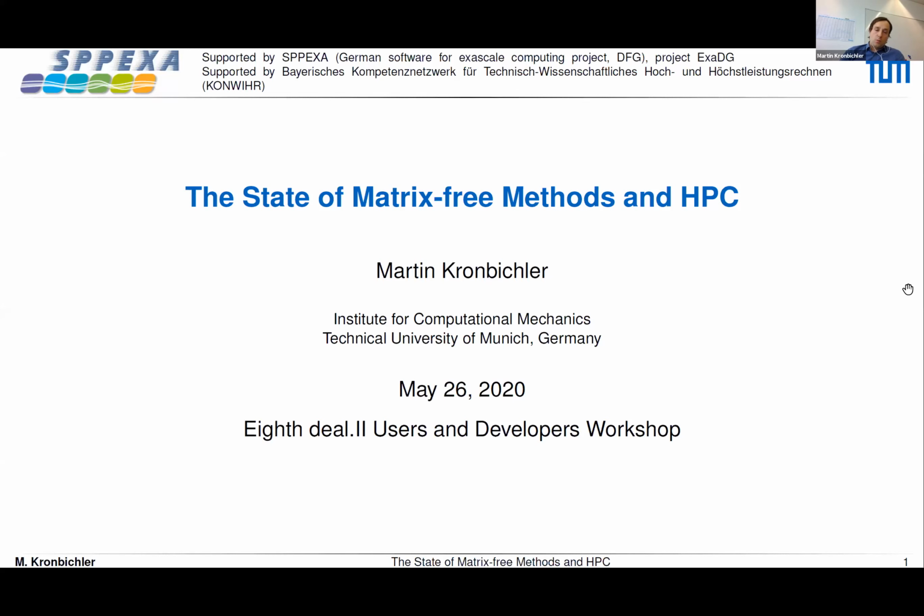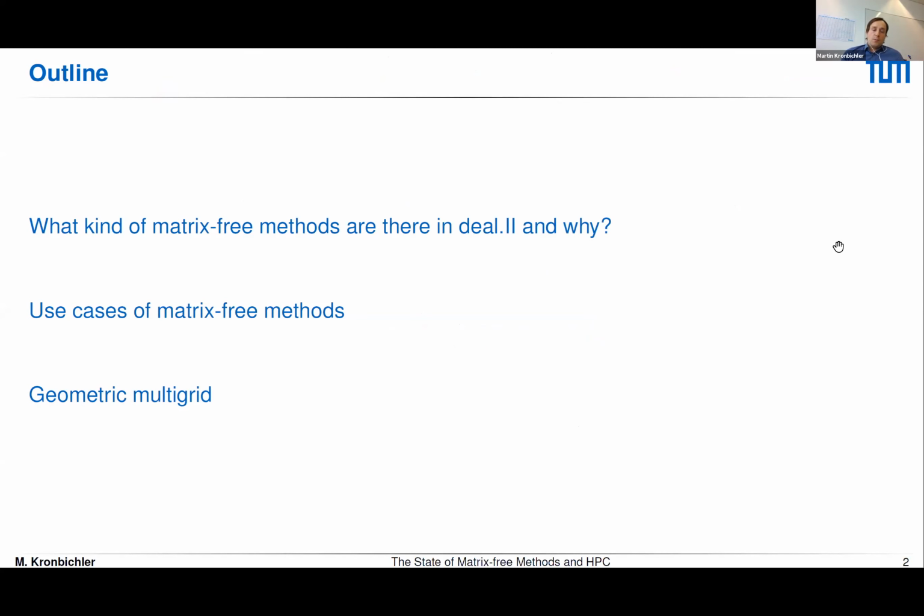So what I'm going to show you is what a matrix-free method is, just for those of you not familiar with that term. I show you a few use cases and the multigrid framework of deal.II.